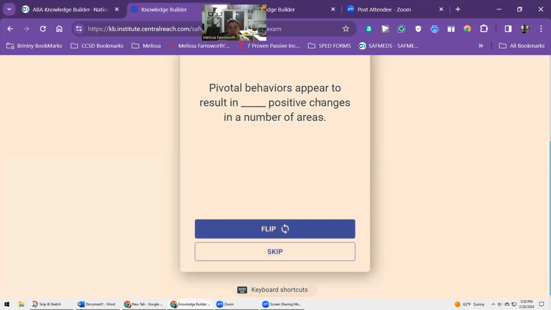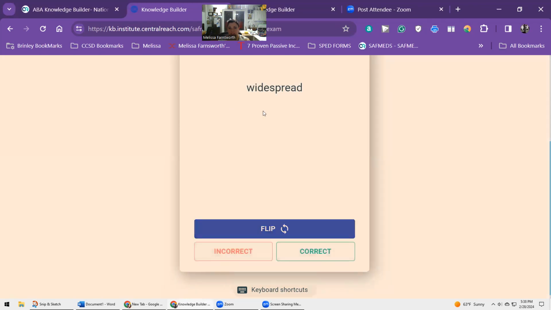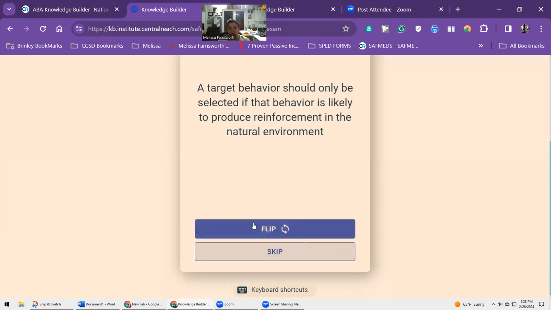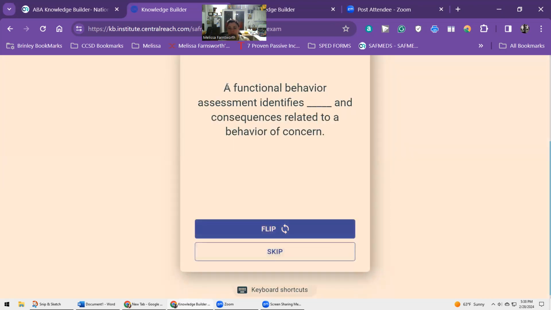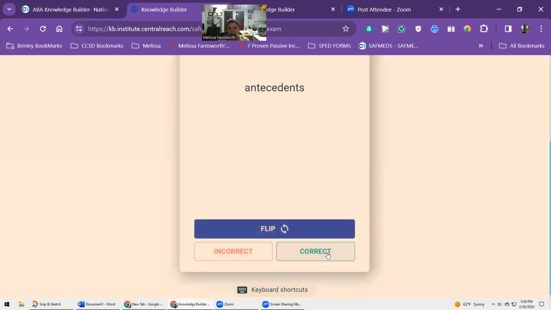Pivotal behaviors appear to result in blank positive changes in a number of areas. Widespread. A target behavior should only be selected if that behavior is likely to produce reinforcement in the natural environment. Relevance of behavior rule. A functional behavior assessment identifies blank and consequences related to behavior of concern.